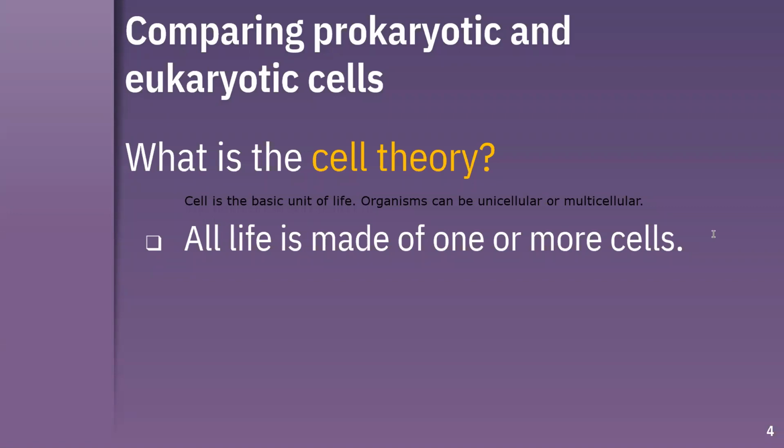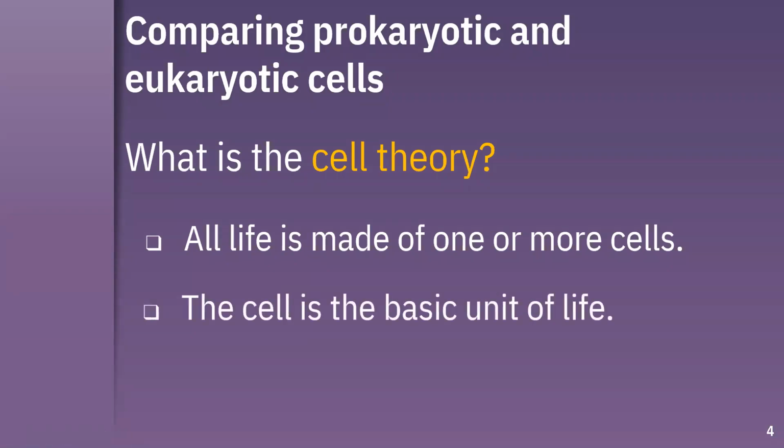Another part of cell theory is that the cell is the basic unit of life, like I just wrote. So all life is made of one or more cells, and the cell is the basic unit of life. So think back to the characteristics of life. And a cell can perform or possesses all of those characteristics, right? It can reproduce. Bacterial cells can reproduce.